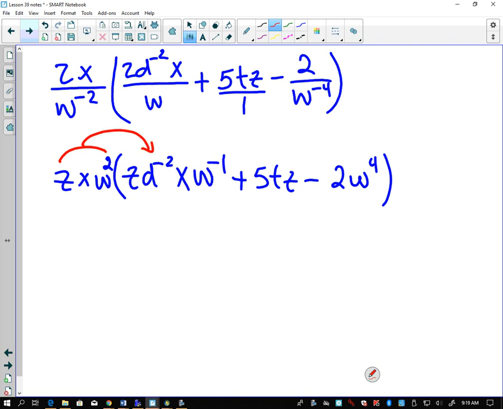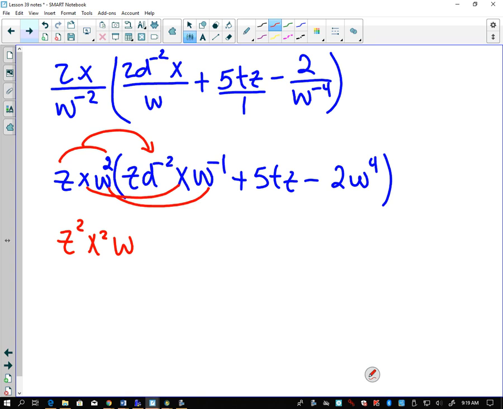Okay, so we're going to add exponents of like bases, right? So I've got z times z. What's that become? Z squared. I've got x times x, right? X squared, okay? I've got w squared times w to the negative first. What's that? It'd be w because it's 2 minus 1, right? So it'd just be w to the first.